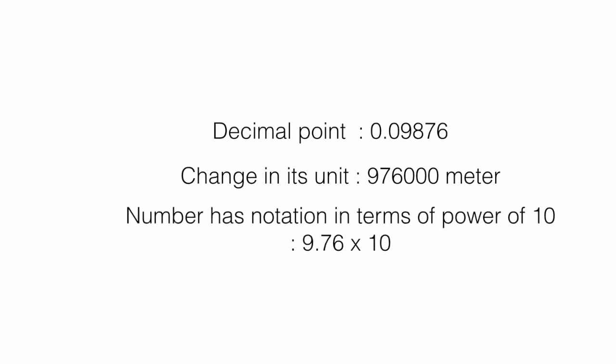And the last question would be, what if the number is in terms of the power of 10, that is 9.76 into 10 to the power 5, then what will be the significant figures in this case? So the answer to all these questions will be given in my next video on the rules for determination of significant figures. Hope you have got the point.